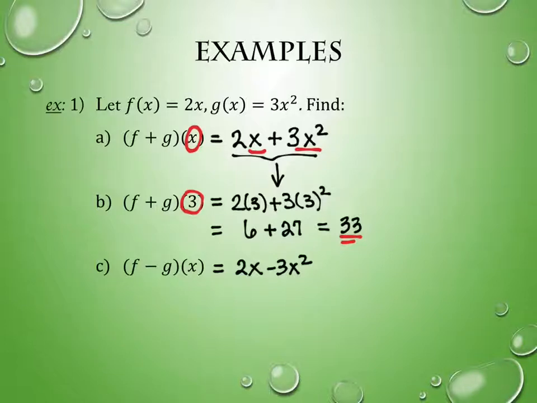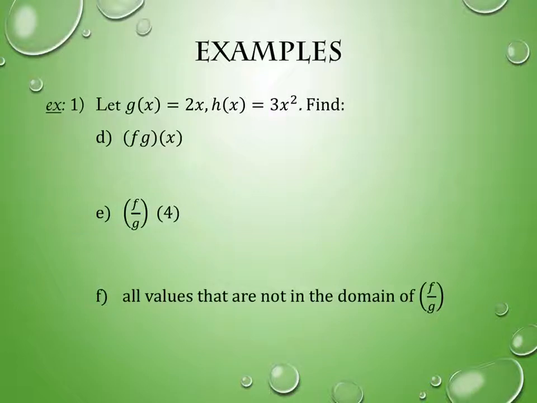Okay? So I have a few more with these particular functions, f of x equals 2x and g of x equals 3x squared. And we're going to find a couple more. So we're going to find f times g of x, and then f divided by g of 4, and then look at some domain issues. So let's take a look at the first one, f times g of x.